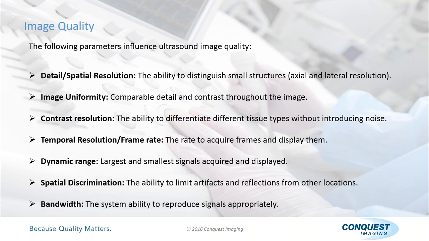Then we go on to image uniformity, which is comparable detail and contrast through the entire image. We'd not like to have a really dark image at the surface or the near field, or maybe in the middle. We need to have a good uniform image from top to bottom and left to right, so that it looks like a nice consistent image throughout the entire image area.